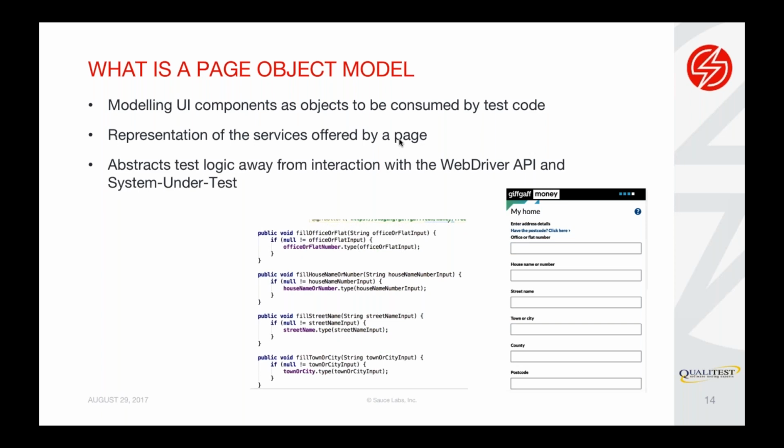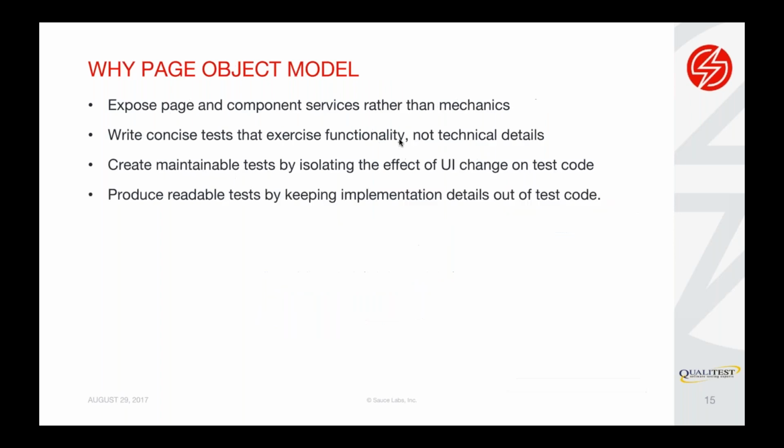The idea of page object model is to abstract test logic away from interaction with the WebDriver API and system under test. The reason for using the page object model is to expose services, which means we have methods such as click on a button or enter text, rather than expose the test elements themselves to the test. This allows us to write concise tests that exercise functionality but don't care about the technical implementation of the test.